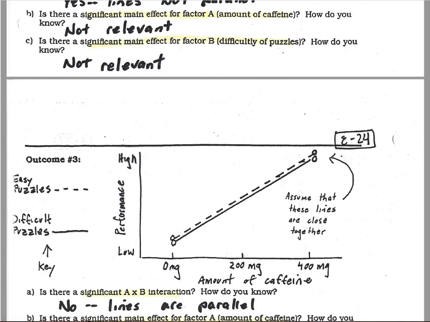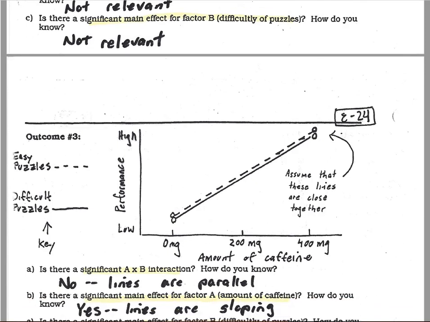Question B, is there a significant main effect for factor A, amount of caffeine? How do you know? Yes, there is a main effect for factor A, amount of caffeine. My lines are separating. People who got 400 milligrams caffeine did better than those with 200 milligrams caffeine, who in turn did better than those with 0 milligrams caffeine. So yeah, there's a main effect for amount of caffeine.